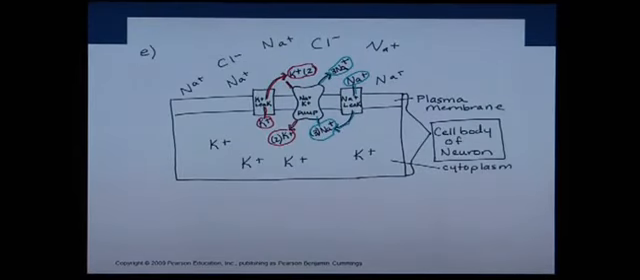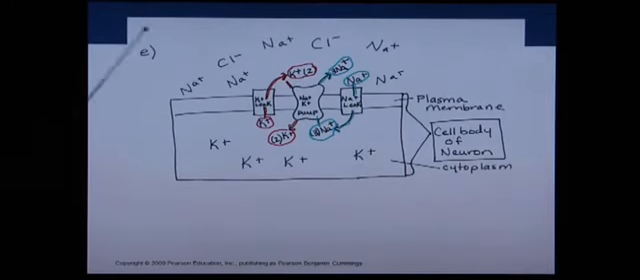Now I redrew that confusing picture, simplified a little bit to maybe make it a little easier to see. Remember, this represents our cell body of the neuron. We've got the plasma membrane and we've got the cytoplasm. On the outside, remember, we've got a lot of sodium and a lot of chlorine. And on the inside, we've got a lot of potassium.